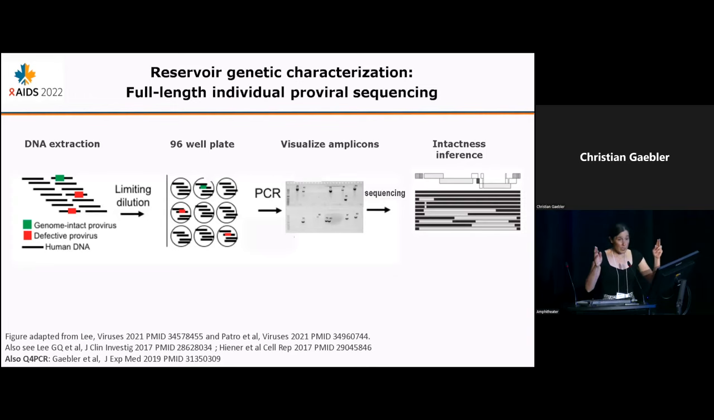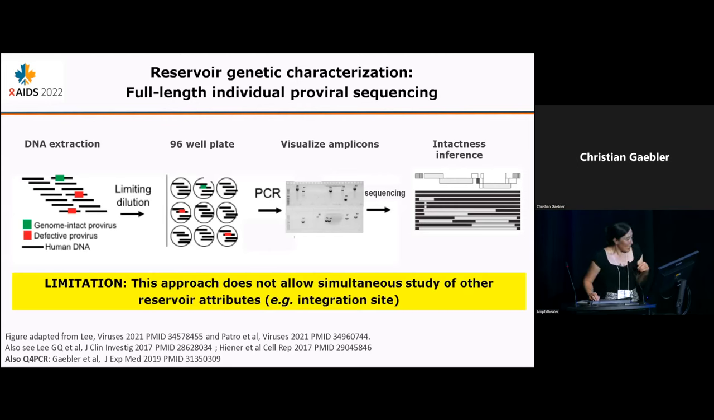We then use PCR using primers that bind at the ends of the HIV genome to amplify everything in between. And we can use gel electrophoresis to figure out which wells had HIV. We get bands of different sizes because most of these genomes are deleted. And then we can sequence these individual amplicons. And then from that, we get the sequence as well as we can infer the level of intactness of each individual viral genome.